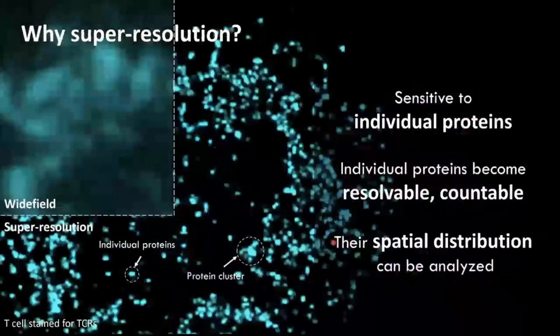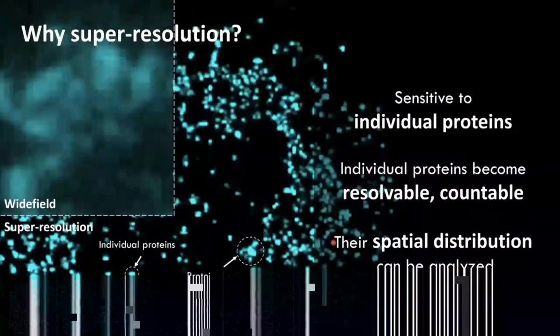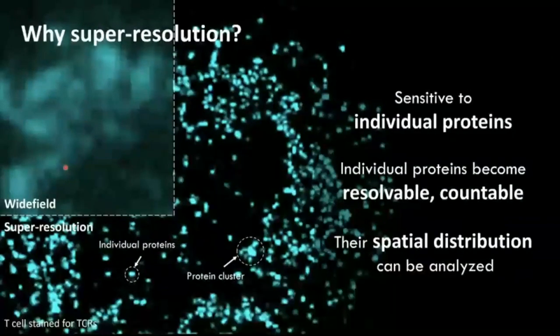Let's take for example a T cell, where its T cell receptors are labeled with a cyan dye. With wide field microscopy that's diffraction limited, we can see that the T cell receptors are labeled, but that's really all we can see. However, with super resolution, we can begin to resolve individual proteins, and we can see how these proteins are organized at the T cell immune synapse. Protein clusters can be seen, which is very important for T cell receptor signaling, as well as for T cell activation during the immune response. Not only are the individual proteins resolvable, but they are also countable, and their spatial distribution can also be analyzed.